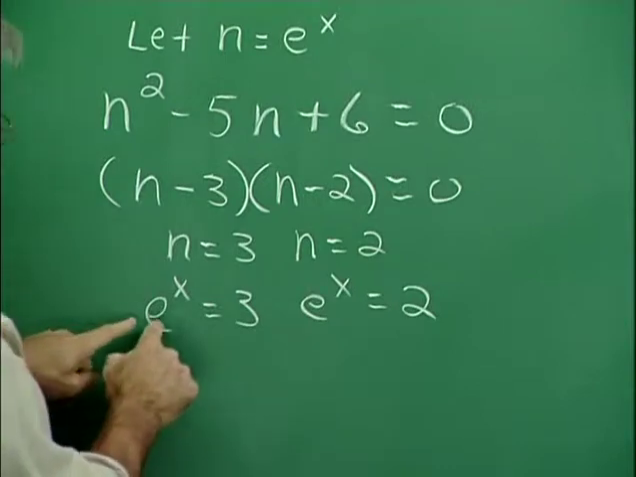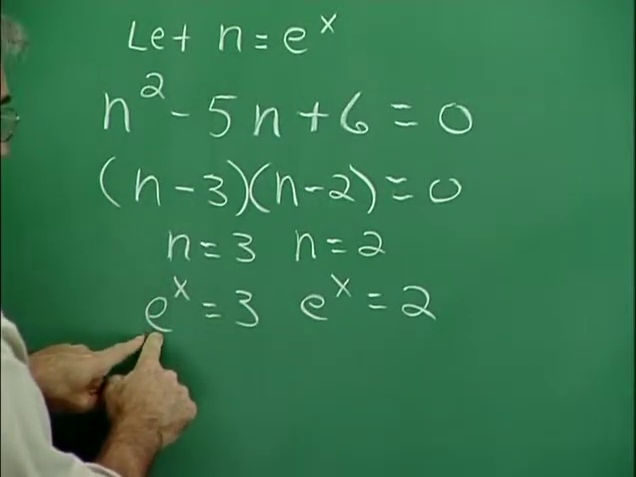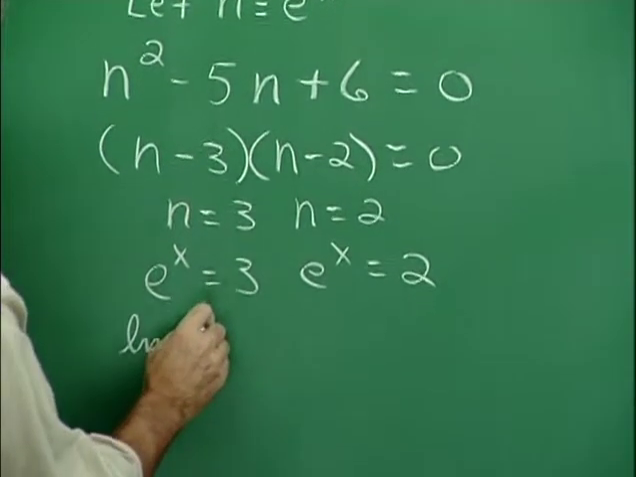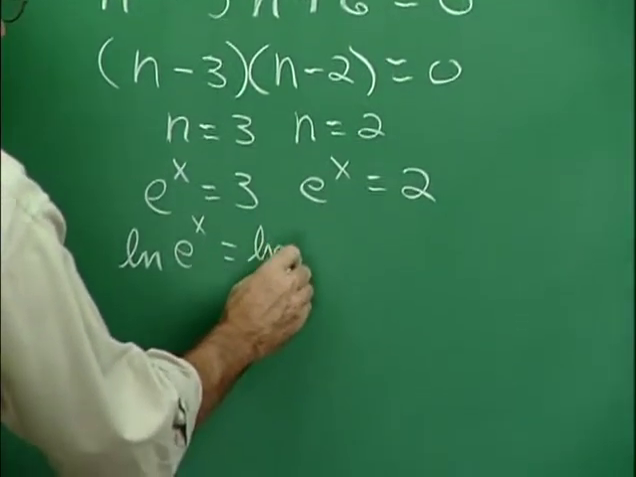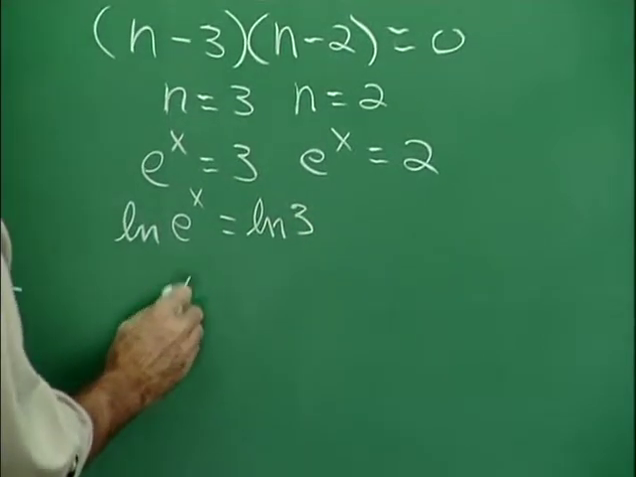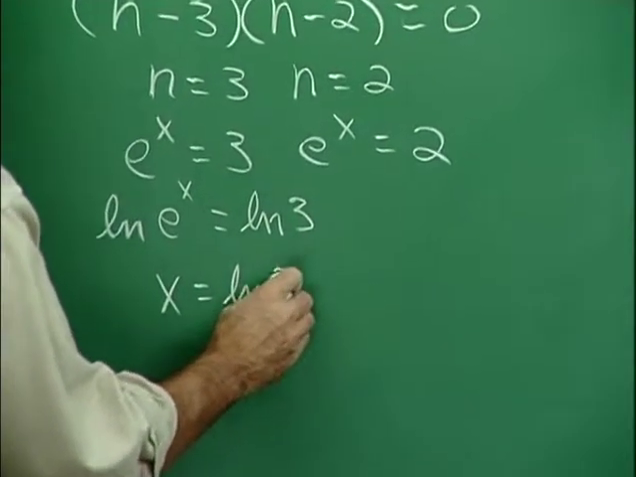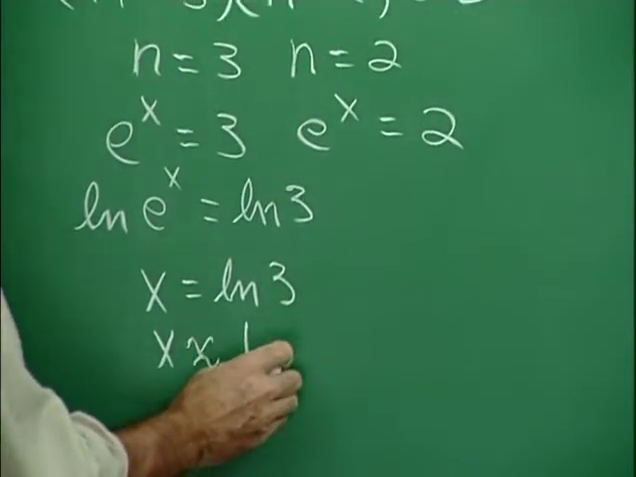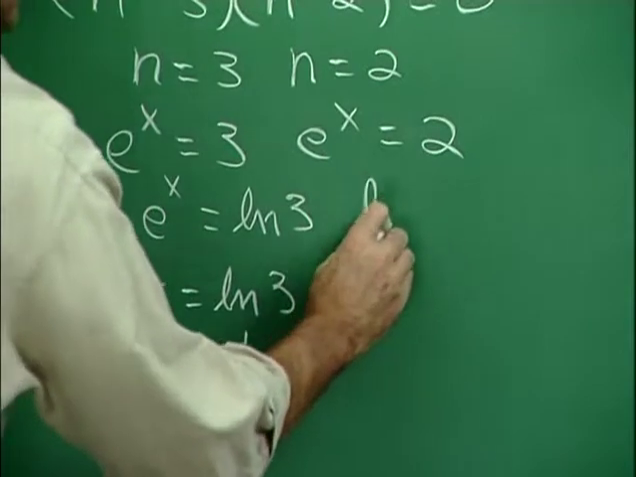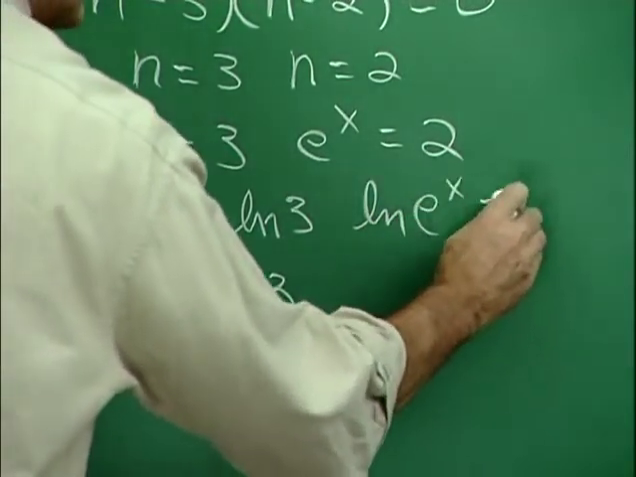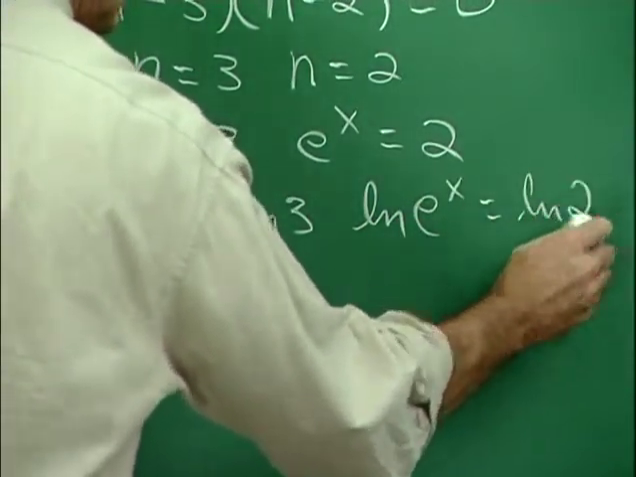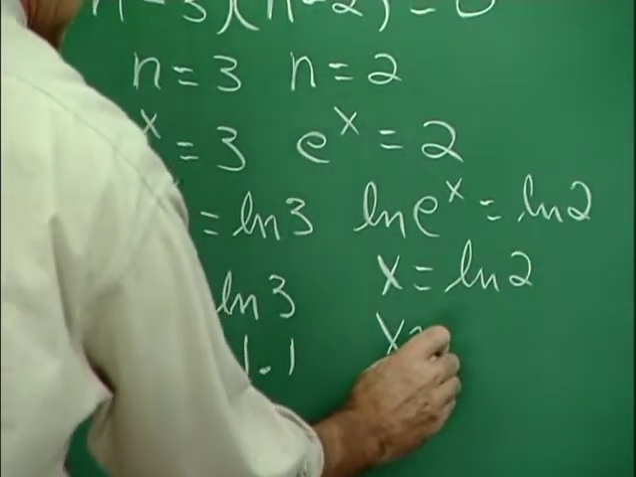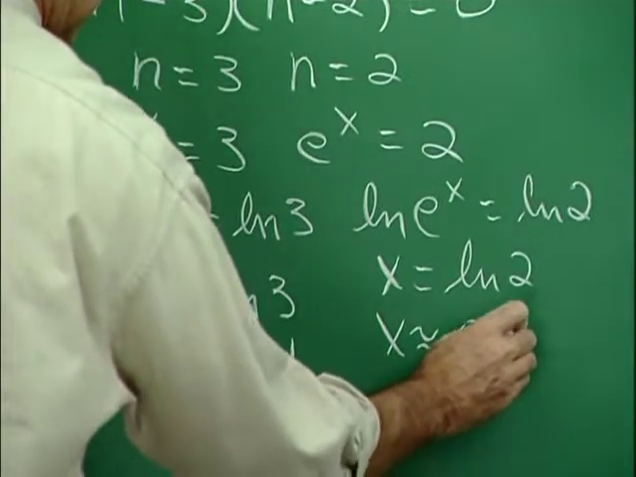Well, that's pretty easy. Let's say our base here is e, so we'll apply natural log on both sides. So it's ln e to the x equals ln 3, and then x equals ln 3. So x is approximately 1.1. And here, in a similar way, this is ln e to the x equals ln 2. So x is ln 2, or approximately 0.7.